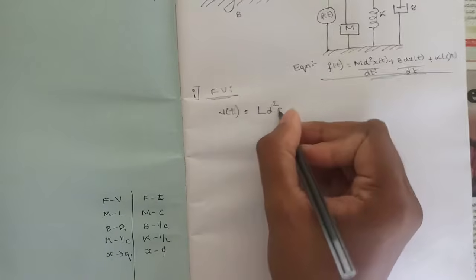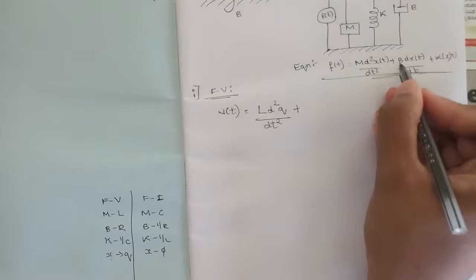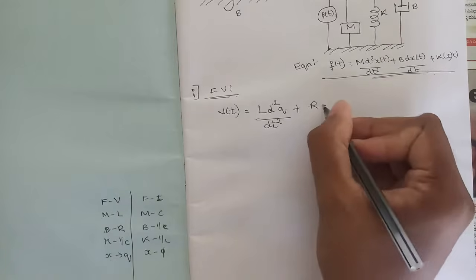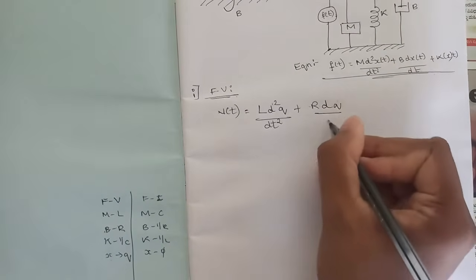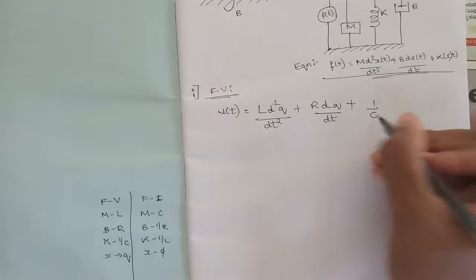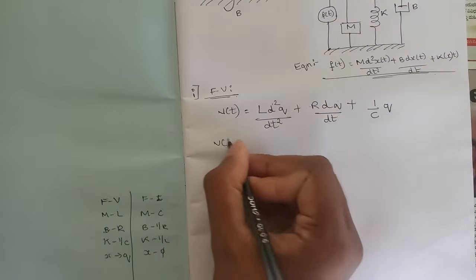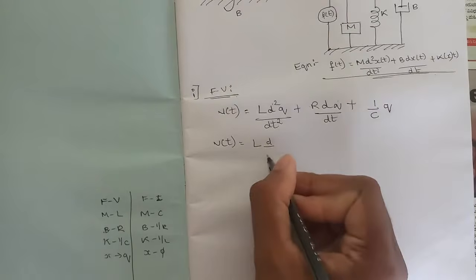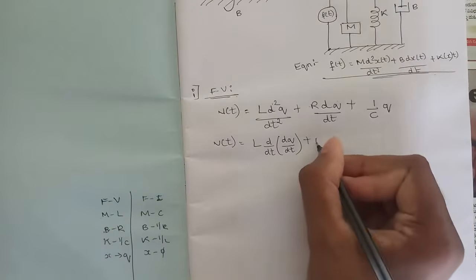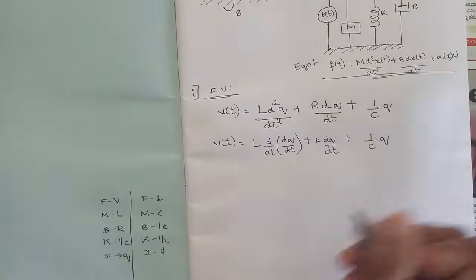So it would be q divided by dt square, plus again we have b here, but b is replaced by r, so r into d, x of t is replaced by again q, so r dq by dt, plus k is replaced by 1 by c, so 1 by c into x of t is equal to q. Now simplify this again, so this would be L into, take d by dt outside, into dq by dt plus r dq by dt plus 1 by c into q.